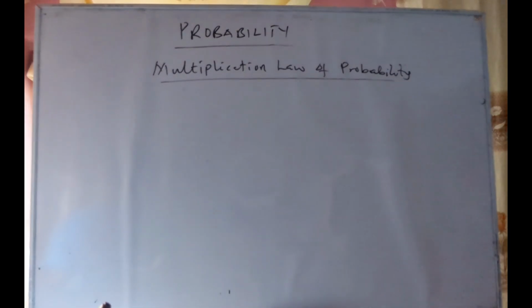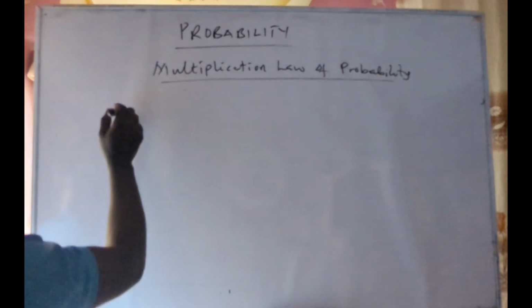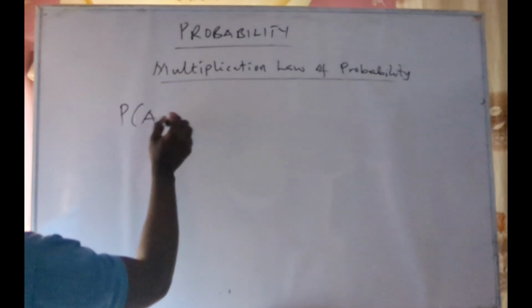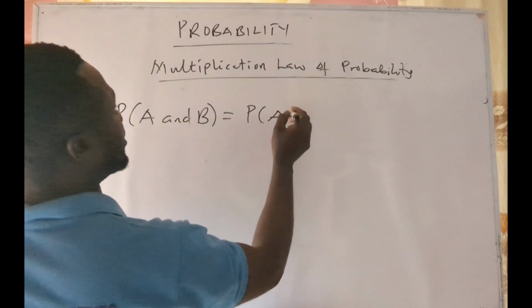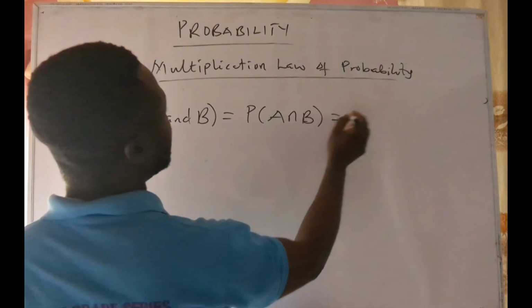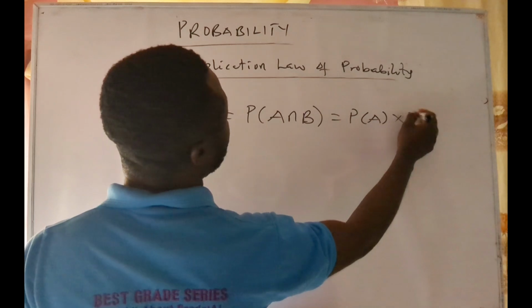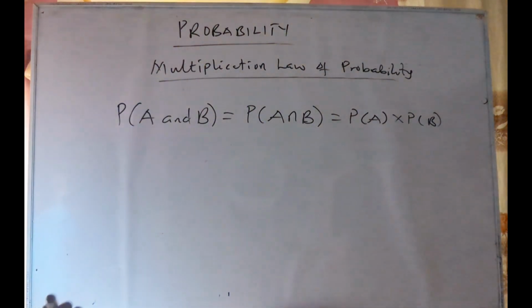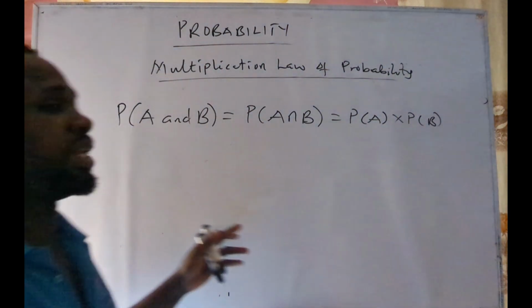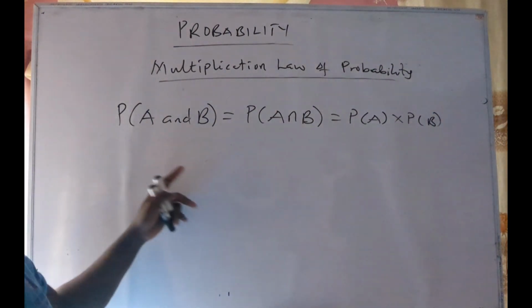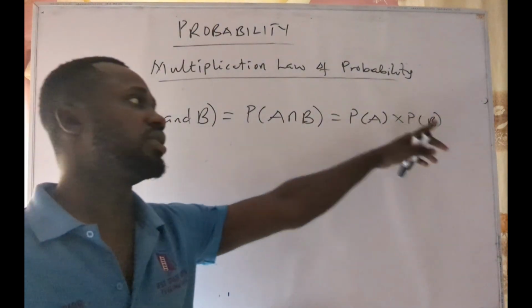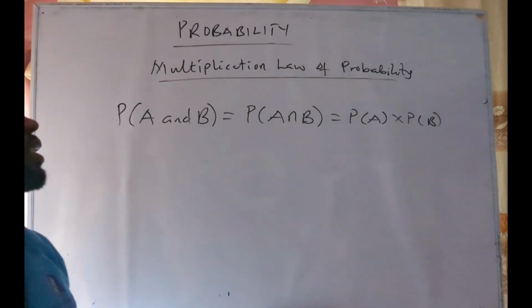So let's say I have events A and B that are independent. That is, the outcome of one does not affect the outcome of the other. Then the probability of event A and B, I'll use intersection, is equal to probability of A times probability of B. So if two events are independent, then the probability of both events is equal to probability of A times probability of B. That is intersection.